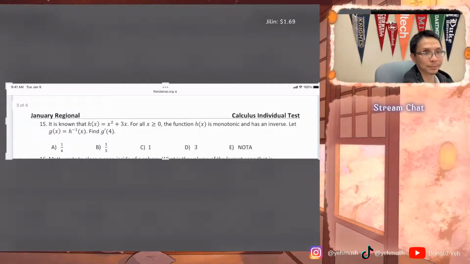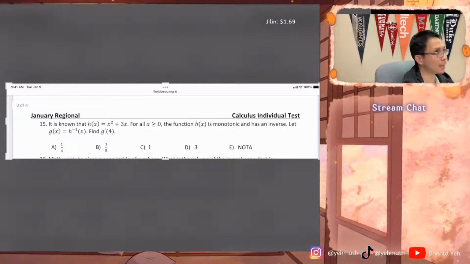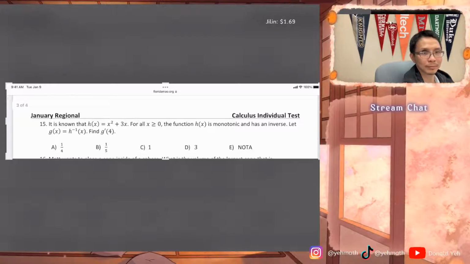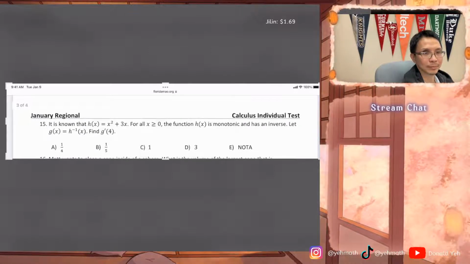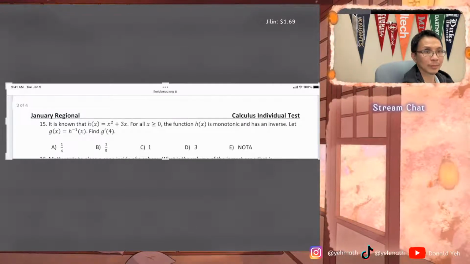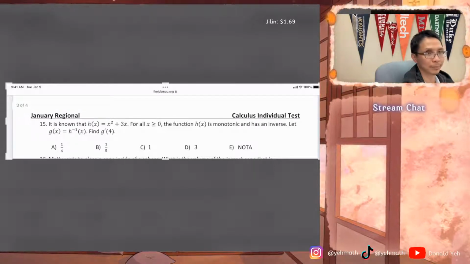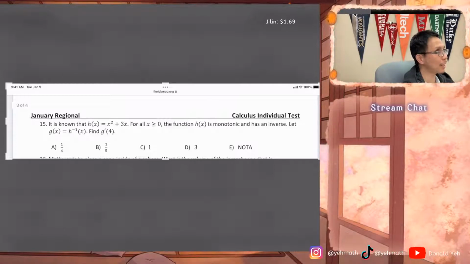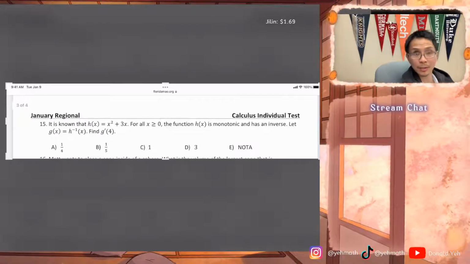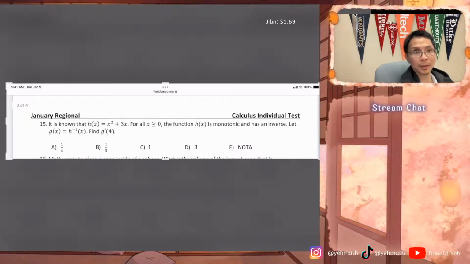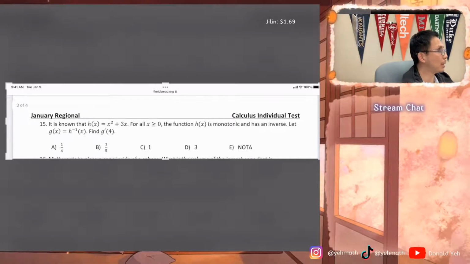You're going to set 4 equal to x cubed plus 3x, and then you guess a number that will work. x is equal to 1. Then you take a derivative, h prime of x, which is 3x squared plus 3. And you plug in 1, it's 5, so it'll be 1 over 5.